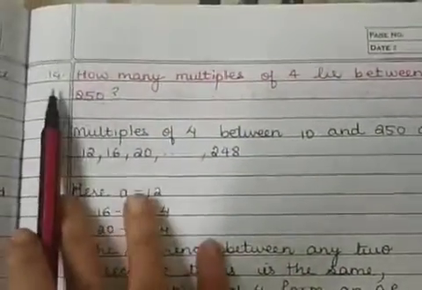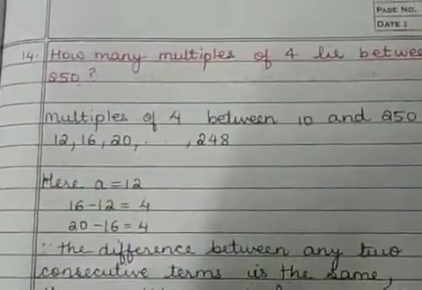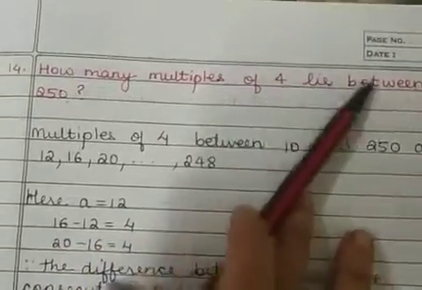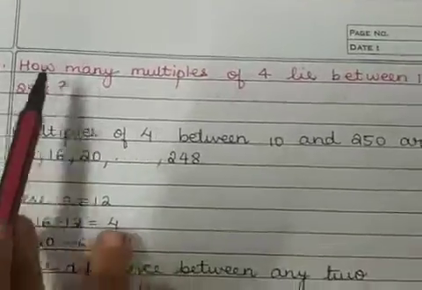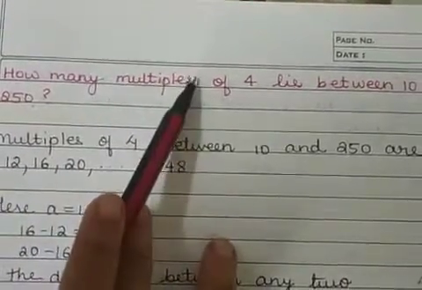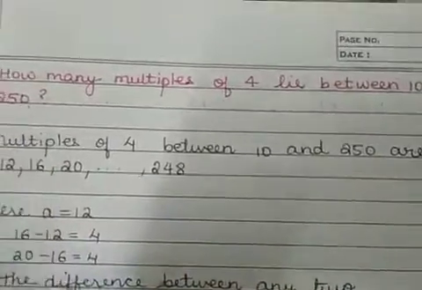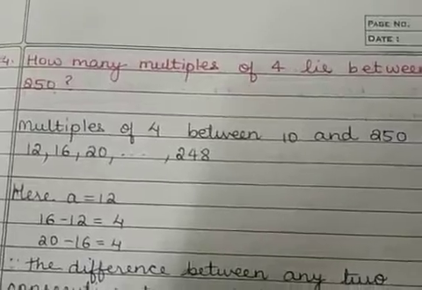In this video, let us solve the 14th sum. How many multiples of 4 lie between 10 and 250? So you have to find the number of multiples of 4 which lie between 10 and 250. When you have to find the number of something, it means you have to find n here.